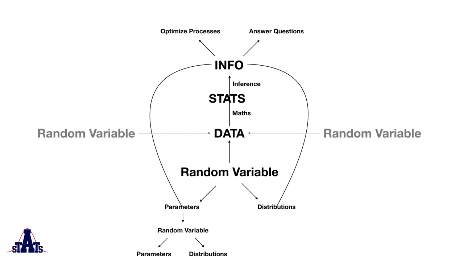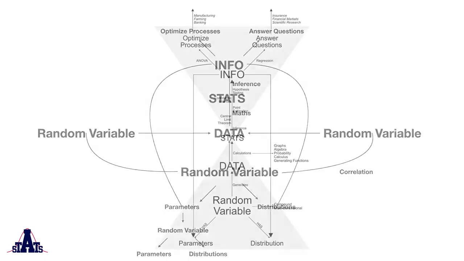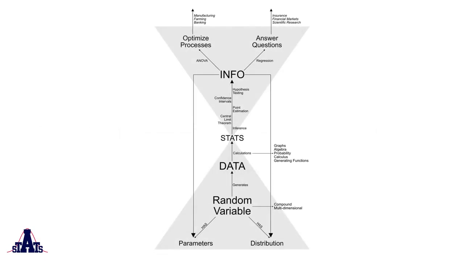To add more confusion, sometimes we can have multiple random variables contributing to the data, and we need to know how these things are connected, or otherwise know what is the correlation between them. So I've kind of made this big picture of stats trying to show where each of the chapters fall in on the big scheme of things.